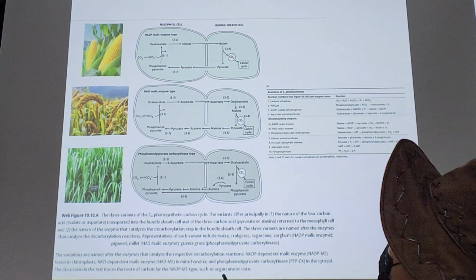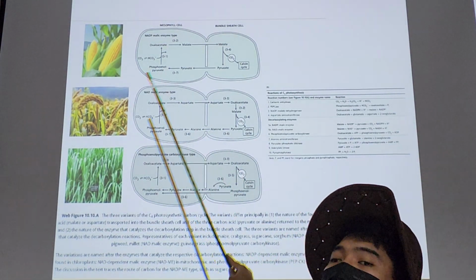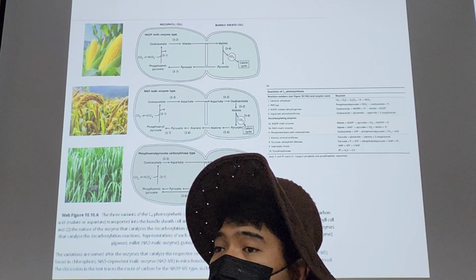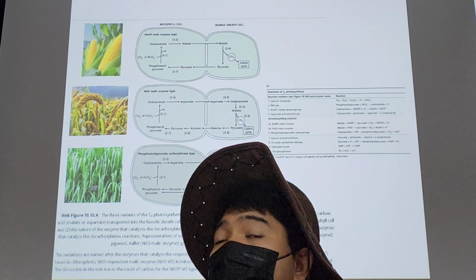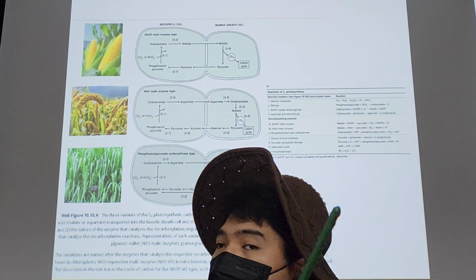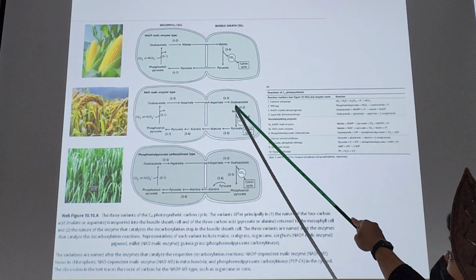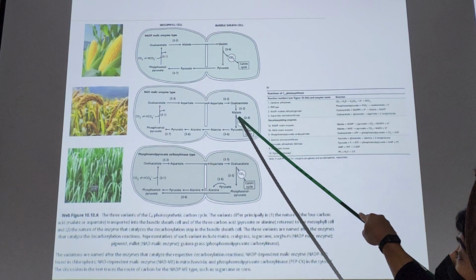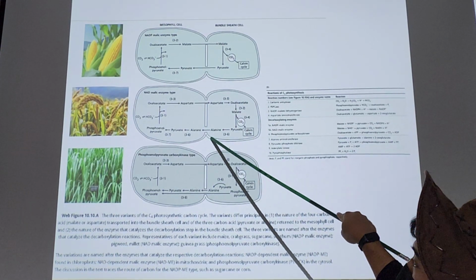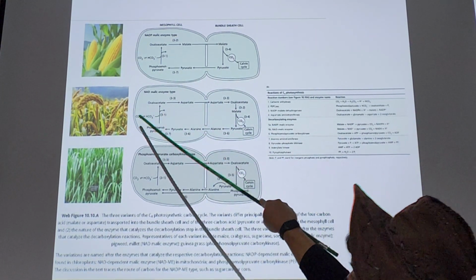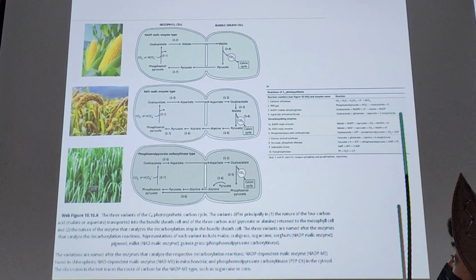For the second type, you see there's a difference here. It's no longer malate. It's aspartate. Don't worry, it's still a 4-carbon compound. It's just a different arrangement of the molecule. Now it becomes aspartate, still a type of amino acid. Aspartate goes to the bundle sheath, but it will be converted to oxaloacetate again before we come back to malate. So this is a bit longer, right? It comes back to pyruvate and then becomes alanine. Alanine changes back to pyruvate, then becomes phosphoenolpyruvate. For the third type, the third type is even longer.